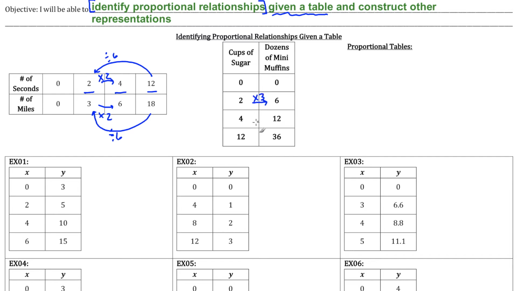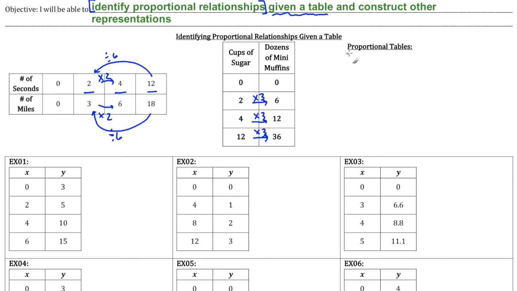This is times 3, times 3, times 3. There's even one here. This is times 1.5, times 1.5, times 1.5. It's just easier to see in this table, for whatever reason it is to me. So let's talk about both of these tables.